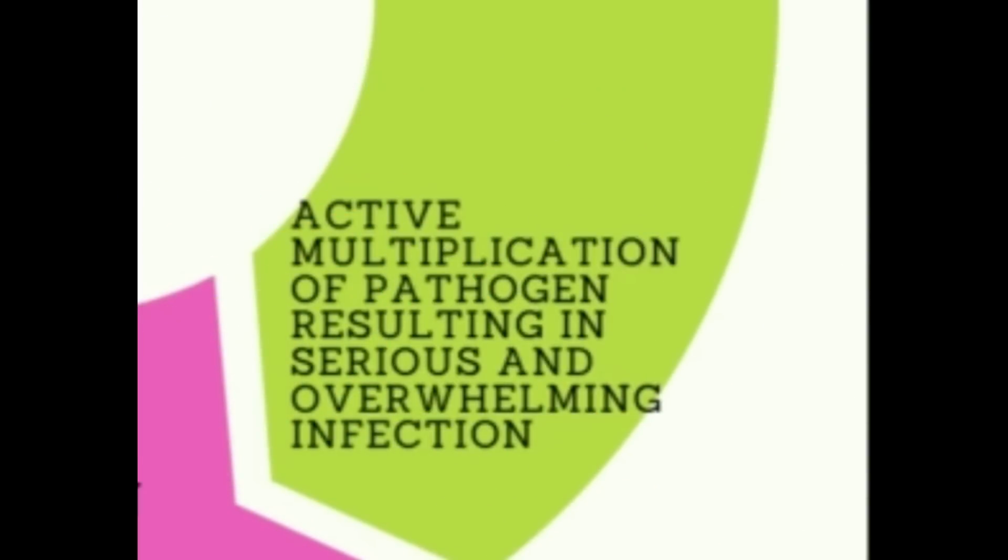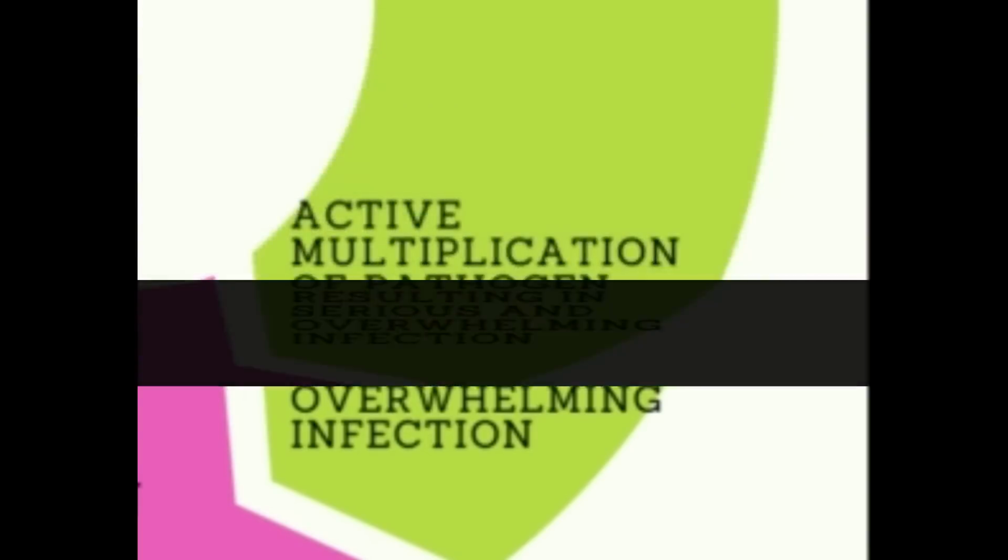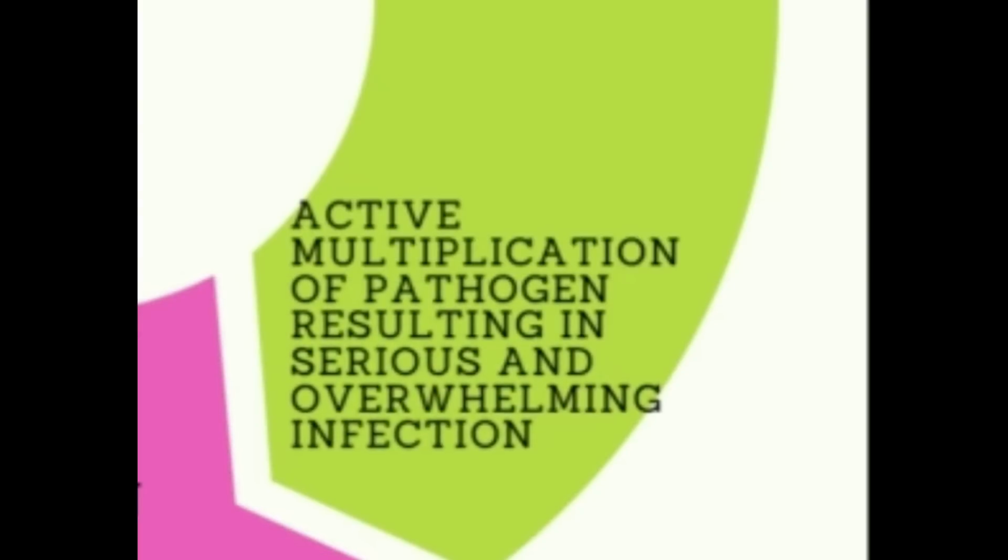If there is viable bacteria within the bloodstream which is undergoing active multiplication, which is resulting in a serious and overwhelming infection, we call it septicemia. So bacteremia is simply the presence of circulating viable bacteria within the bloodstream.